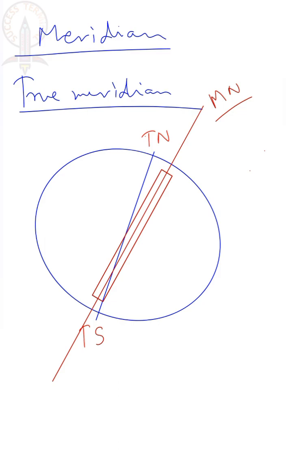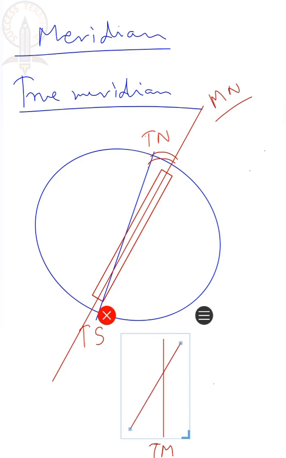Now, why is this the most important thing? See, there is an angle between true meridian and magnetic meridian. Now, let's draw another diagram. Suppose this is our true meridian. As you can see, true meridian and magnetic meridian are not the same. There is an angle. Therefore, say this is our true meridian, this is our magnetic meridian, and we are taking magnetic meridian as north.